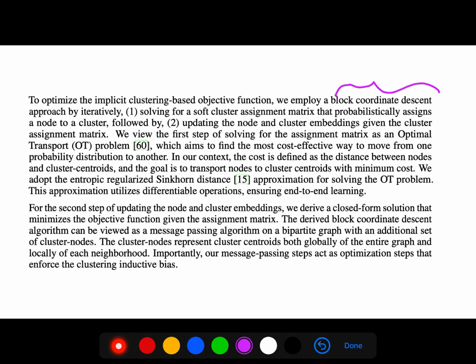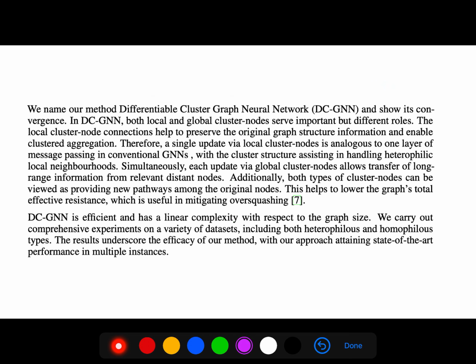The derived block coordinate descent can be viewed as a message passing algorithm on a bipartite graph with an additional set of cluster nodes. The cluster nodes represent cluster centroids, both globally of the entire graph and locally of each neighborhood. Importantly, our message passing steps act as optimization steps that enforce the clustering inductive bias. So we name it Differentiable Cluster Graph Neural Networks.